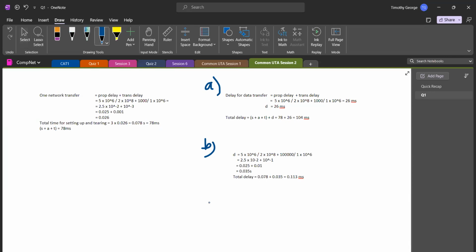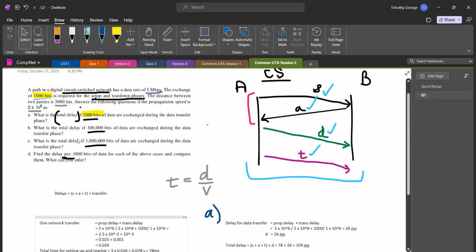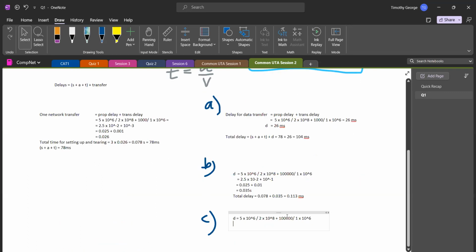For the C part, again we follow the same procedure. So D equals, what is the distance here? It's again going to be the same thing: 5 into 10 to the power 6 divided by 2 into 10 to the power 8, so you have the distance, plus how many bits? In the C part, we're given 1 million bits of data exchange. Data is exchanged during the data transfer phase. So 1 million.